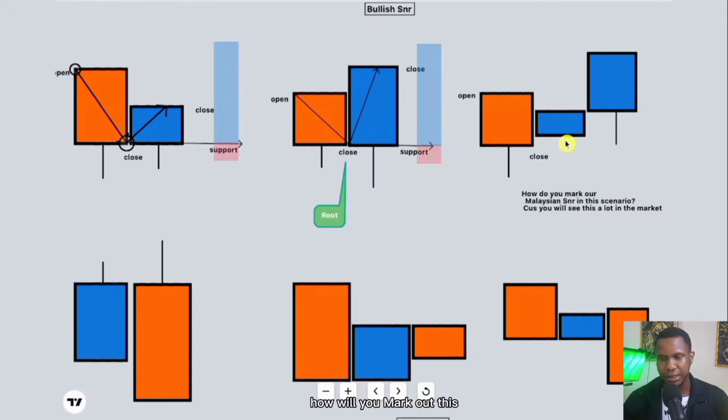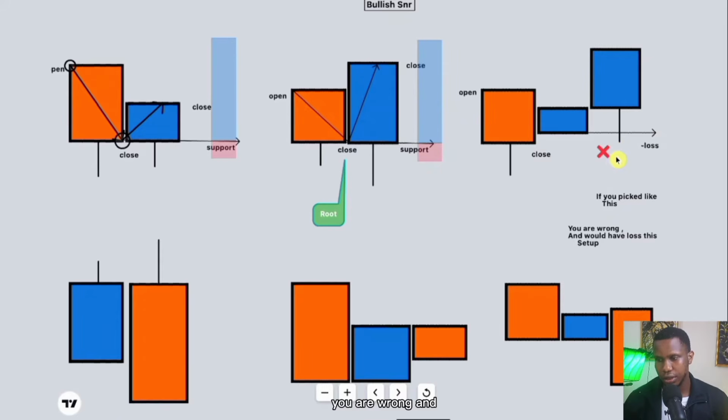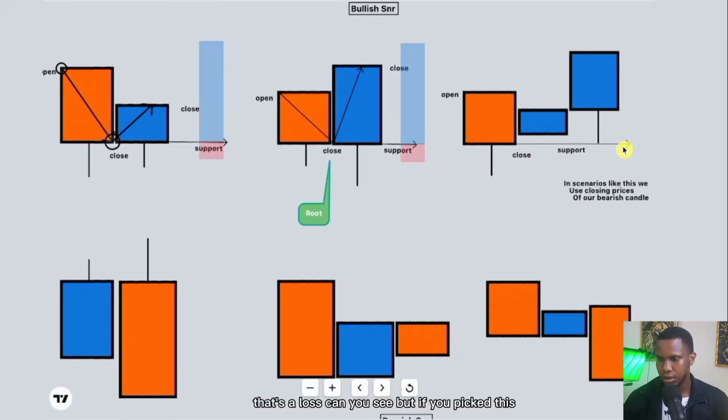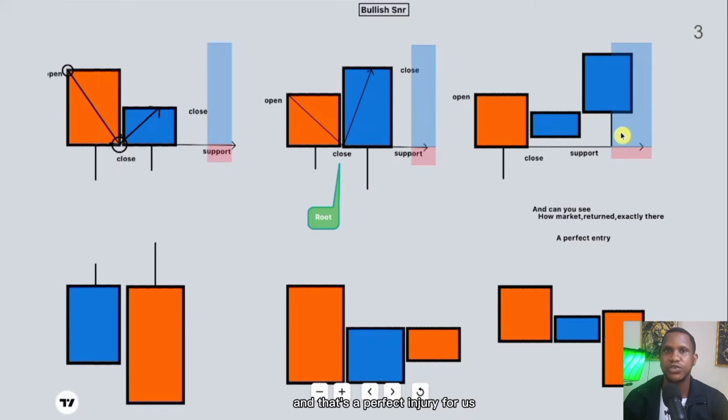How will you mark out this? If you picked this, you are wrong, and that's a loss. Can you see? But if you picked this, you see how market came back to this exact zone before pushing to the upside, traders, and that's the perfect entry for us.